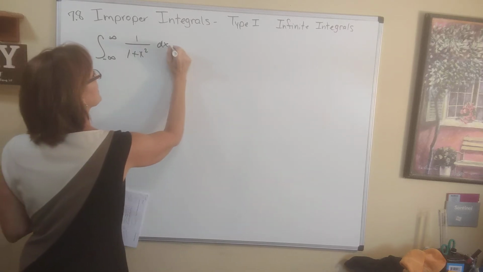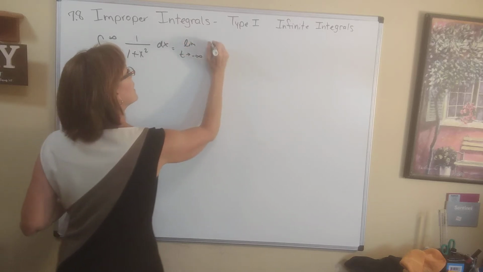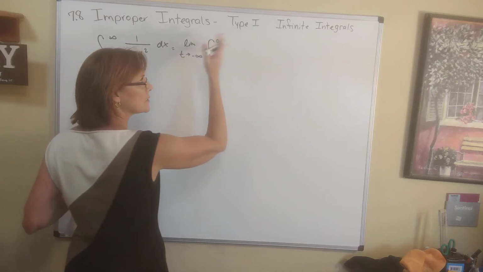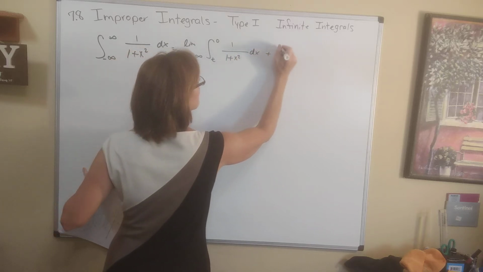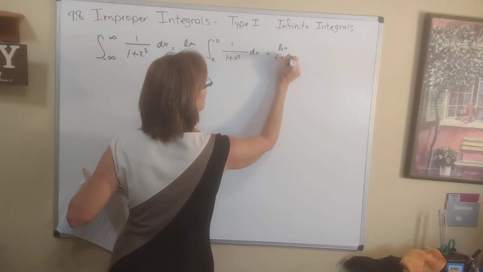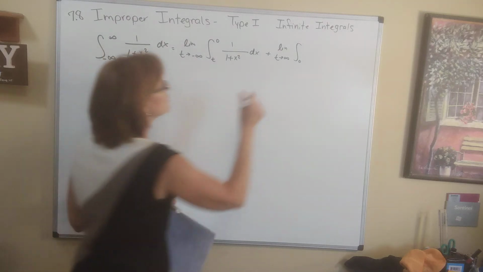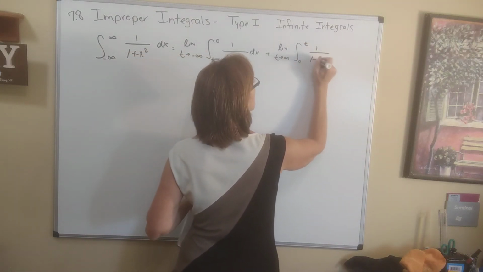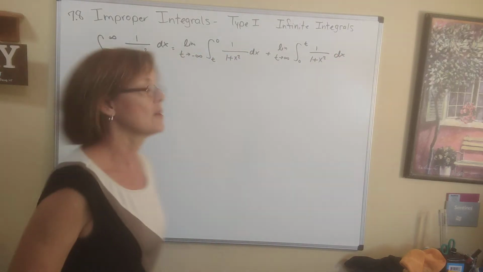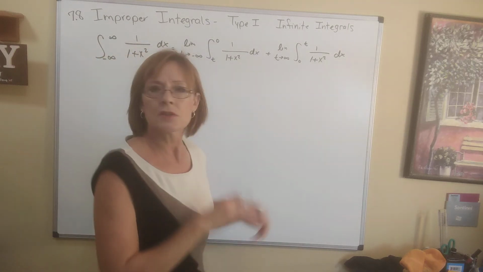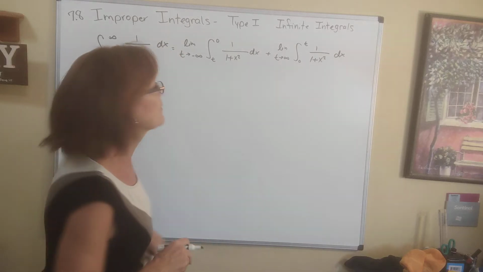So I'm going to rewrite this as the limit as t goes to negative infinity of the integral from t to 0, and I chose 0 to split it up, of 1 over 1 plus x squared dx, plus the limit as t goes to infinity of the integral from 0, wherever I chose to split it, to t of 1 over 1 plus x squared dx. And now I just work on evaluating these limits and see what happens. Now, if either one of these diverges, the whole thing diverges. But if they converge, we add them together. So let's see what happens here.